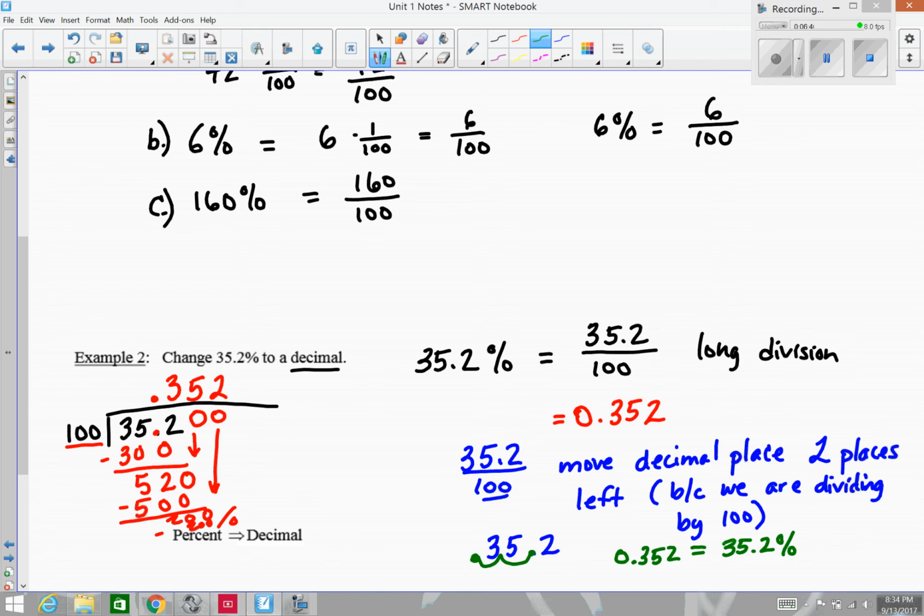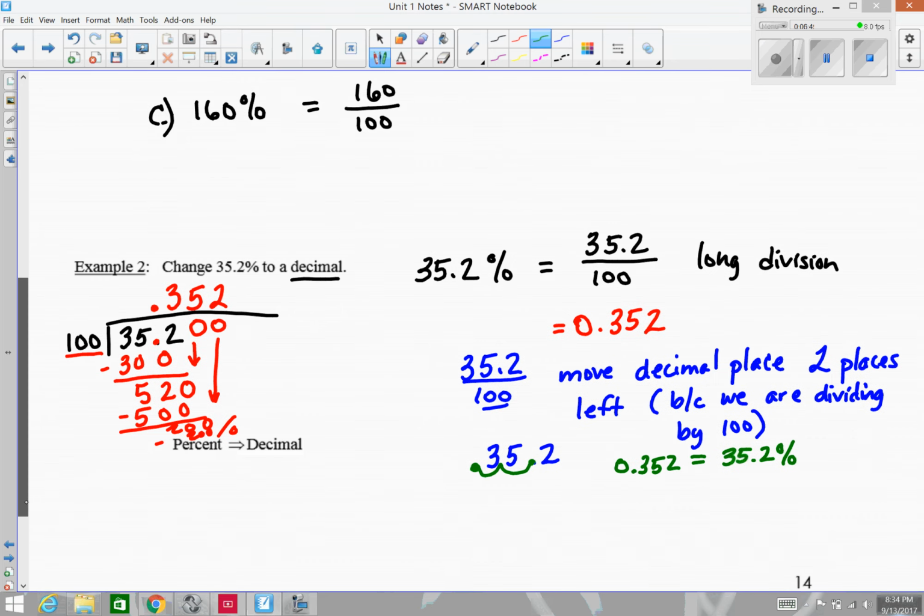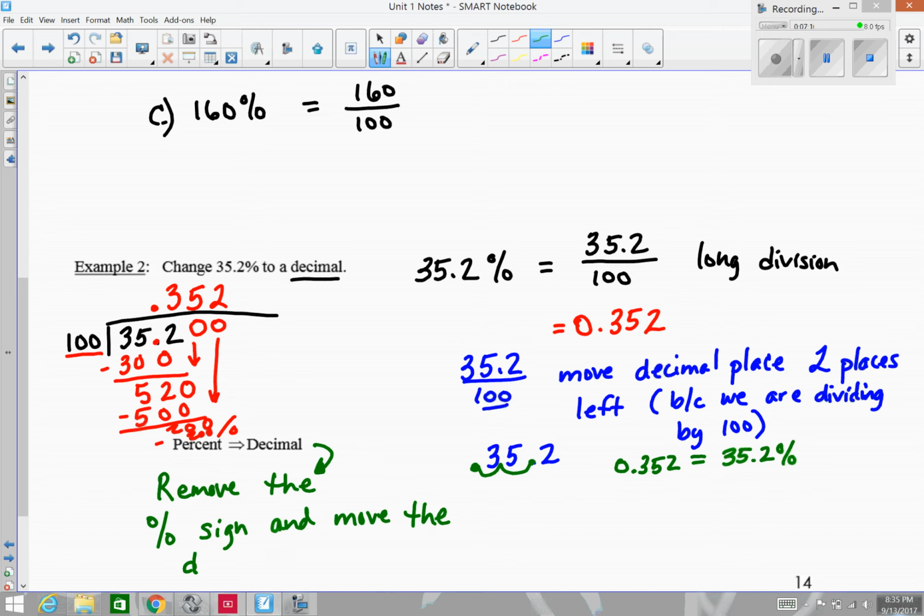So what we want to remember when we are changing a percent to a decimal, we can use our shortcut. What I would do is remove the percent sign and move the decimal place, not really move the decimal place, but move the decimal two places to the left.